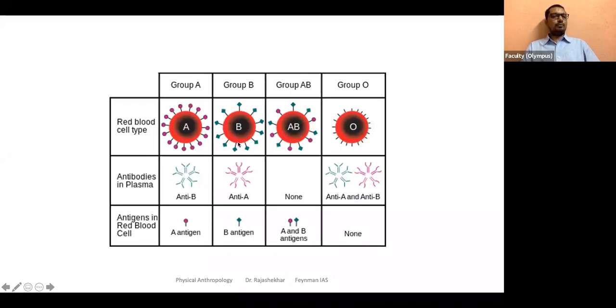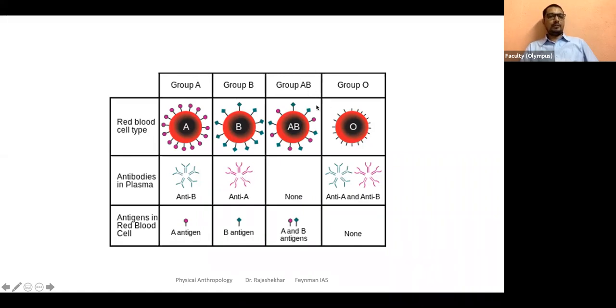So anti-B can be present. Similarly, a person with blood group B, can he have antibodies for B? They cannot have antibodies for B. What they can have is antibodies for A. So a B blood group person will have B antigen, but antibodies against A.